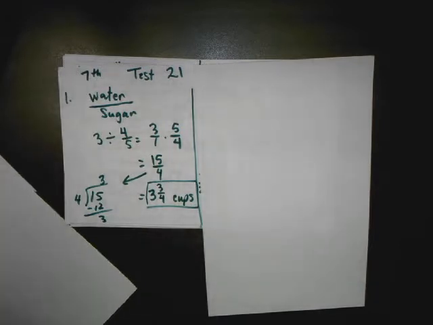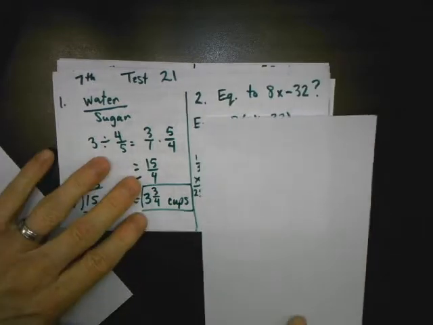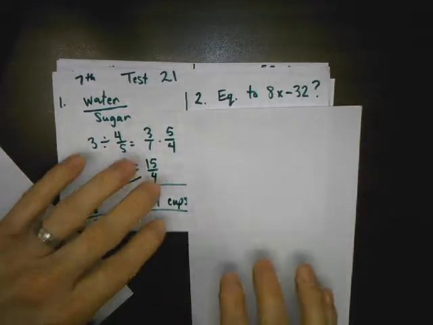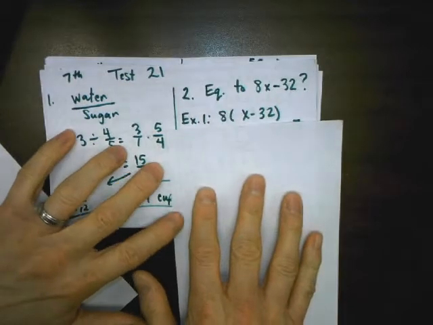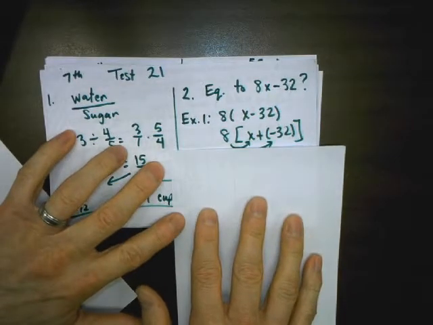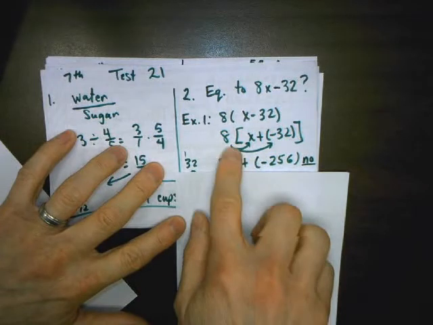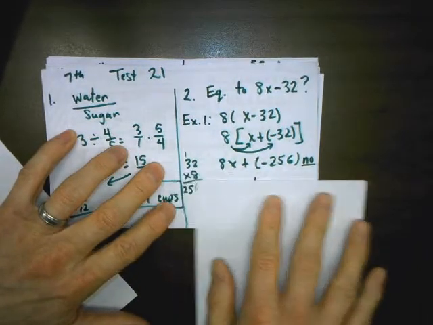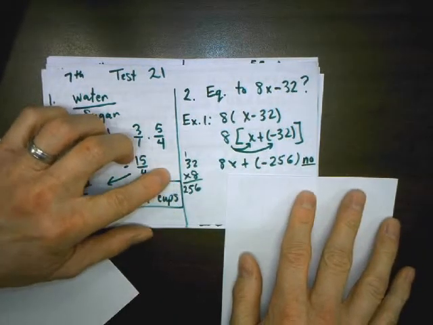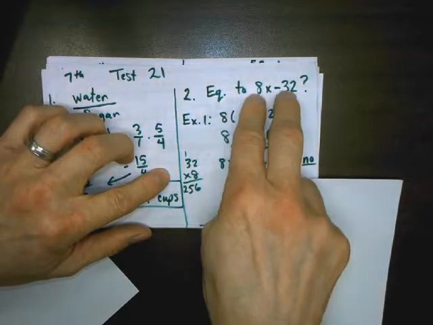Number 2, which expressions below are equivalent to 8x minus 32? So what we're going to do is simplify all the expressions. We're going to do our rule for subtraction first and then distribute. 8 times x is 8x. 8 times negative 32 is negative 256. There's a work off to the side. That's not the same as the expression they gave me, so don't pick that one.